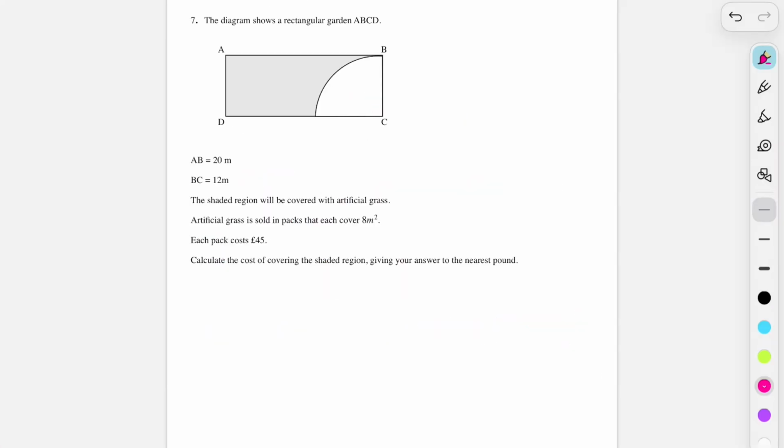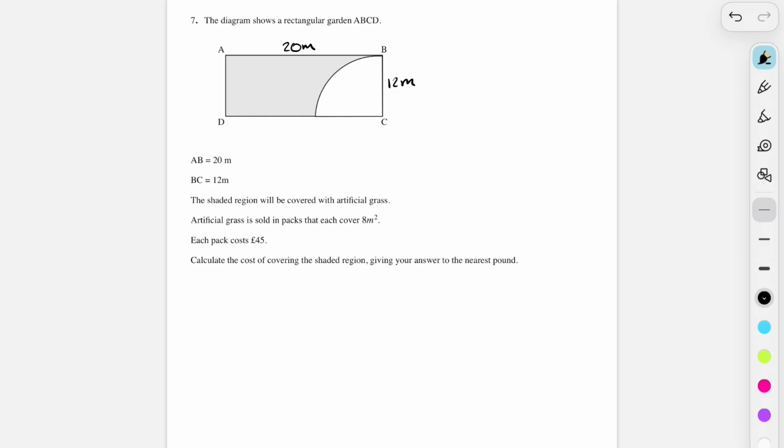This is the next one. The diagram shows a rectangular garden ABCD. We have AB is 20 meters, so I'm just going to mark that one as 20 meters, and BC is 12 meters. The shaded region will be covered with some artificial grass, and artificial grass is sold in packs that will each cover 8 meters squared. Each pack costs £45. Calculate the cost of covering the shaded region, giving your answer to the nearest pound.